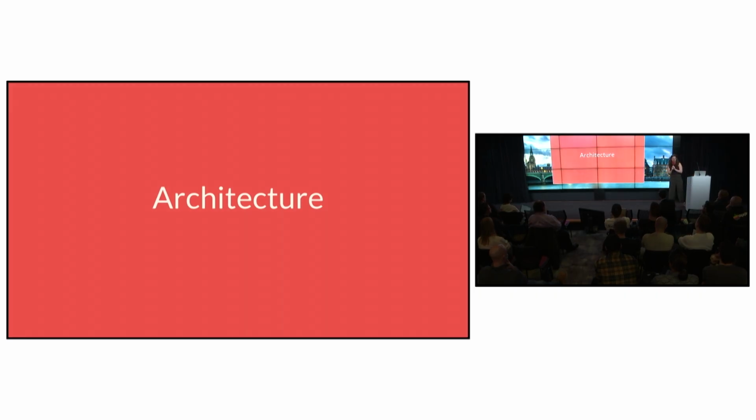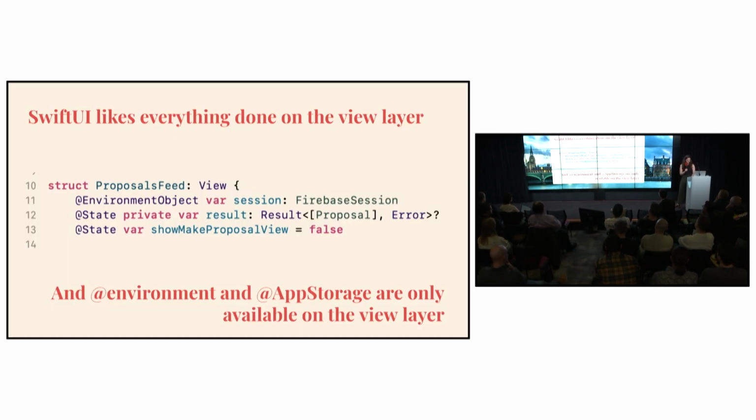Architecture. I found architecture between the two one of the biggest differences, actually, when I tried to remake my app. So SwiftUI likes absolutely everything done on the view layer. I'm sure we all know that. Things like @Environment and @AppStorage are only available on the view layer. So it really pushes you towards that view layer. It really pushes you to declare everything in the view.